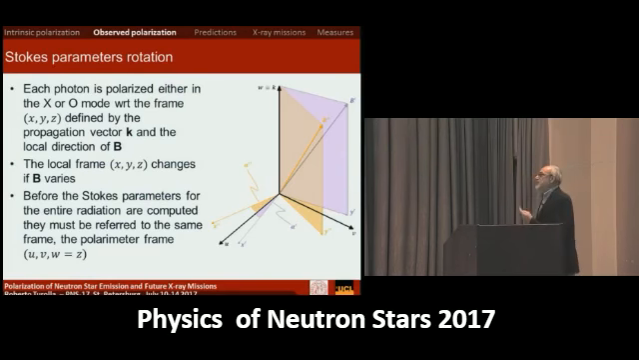The rotation of the Stokes parameters intrinsically tends to produce a depolarization of radiation. So if you start with a neutron star which emits from its surface 100% polarized radiation, just because the surface of the neutron star is not point-like and the magnetic field is changing direction along the surface, the radiation you observe will not be 100% polarized, because you need to rotate the Stokes parameters.